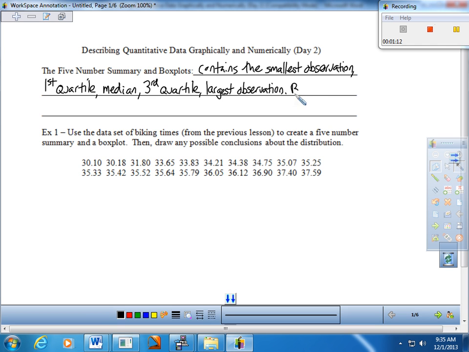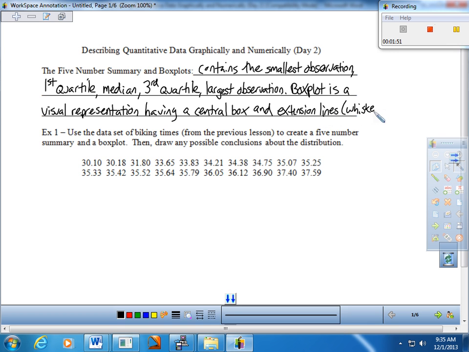Now what we're going to do is visually represent the 5-number summary using what is called a box plot. And so a box plot is a visual representation, and what it has, a central box, and if you've ever taken a statistics unit before, it has extension lines. You've probably referred to those extension lines before as whiskers, sometimes called a box and whisker plot.